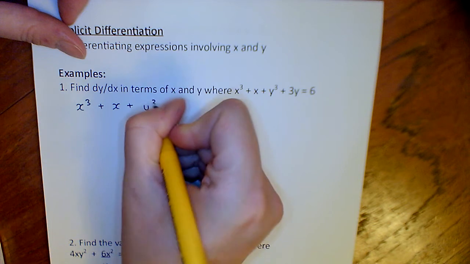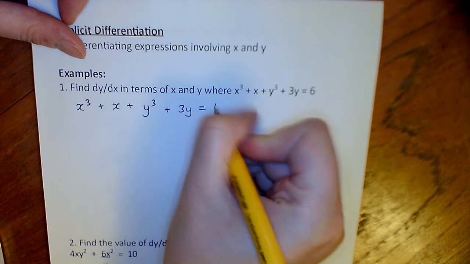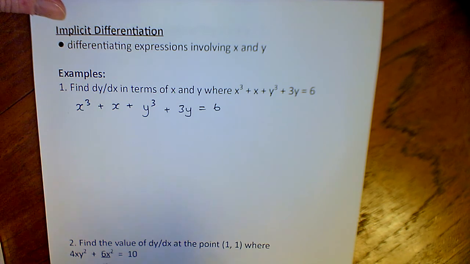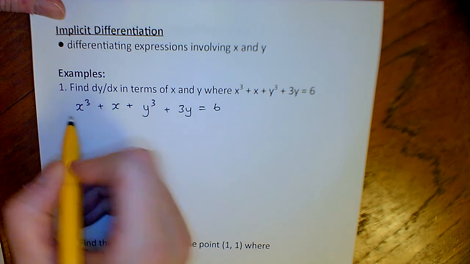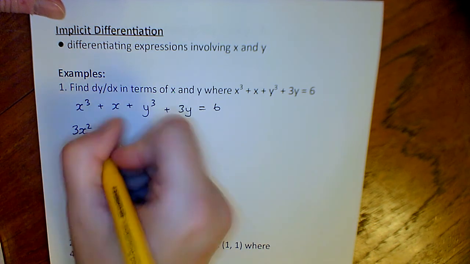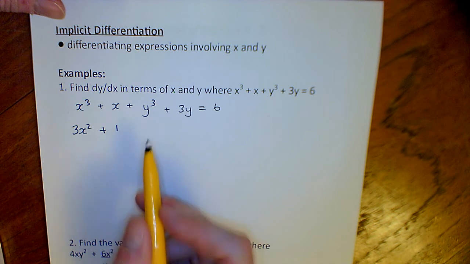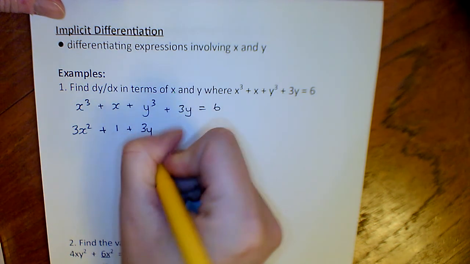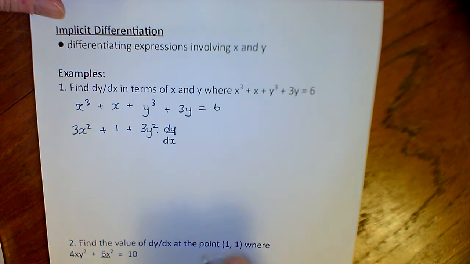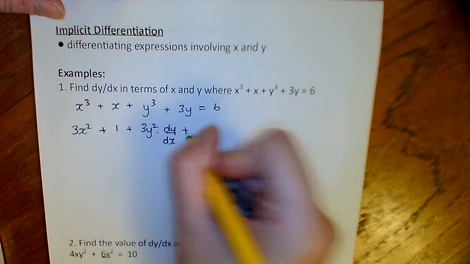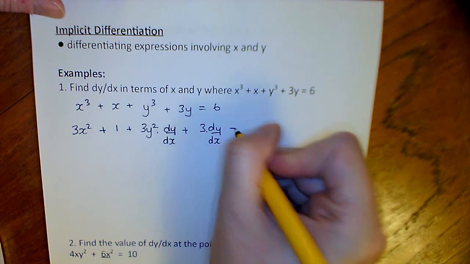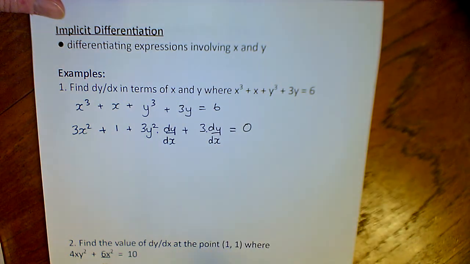Okay, and this is fairly straightforward. We just differentiate everything as we go along, and if there's a y involved in it, you follow it with dy by dx. So we differentiate our x here, so x cubed, differentiate it, we get 3x squared. Differentiate x, we get 1. Differentiate y cubed, we get 3y squared. We're differentiating y's, so multiply it by dy by dx. Differentiating 3y, we get 3. It's a y, so times by dy by dx. Differentiate 6, we get 0.